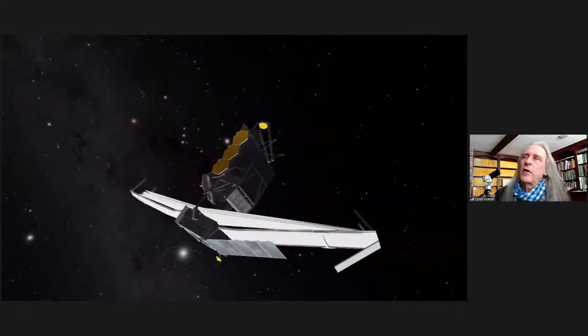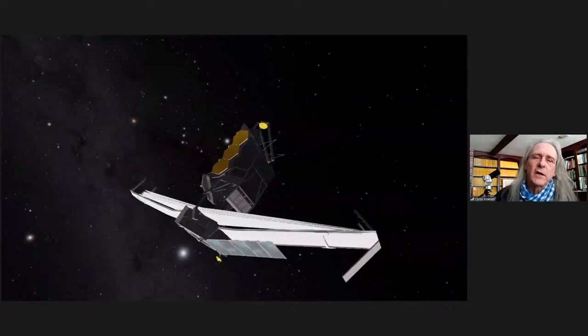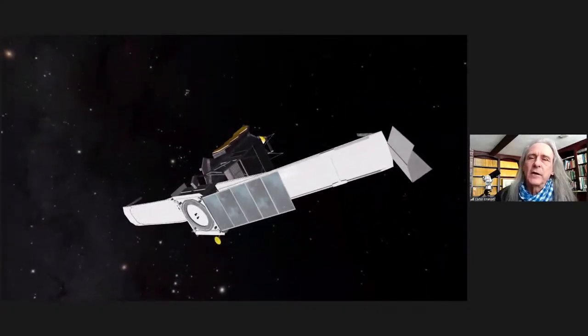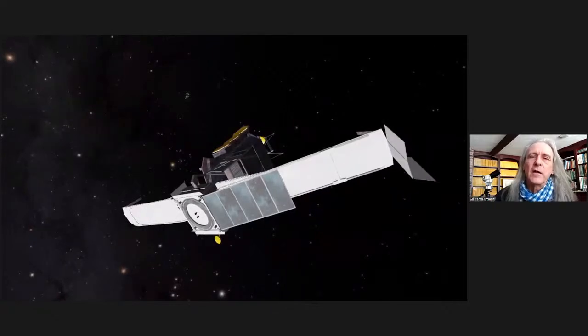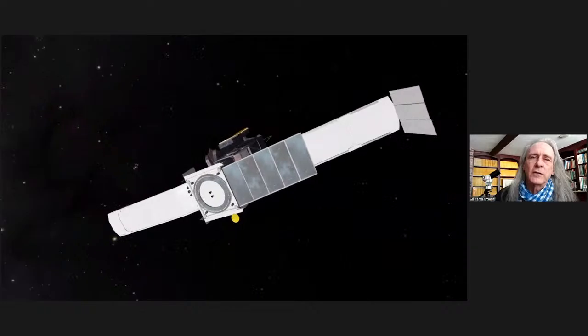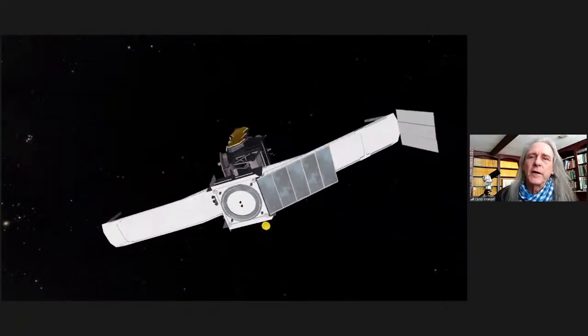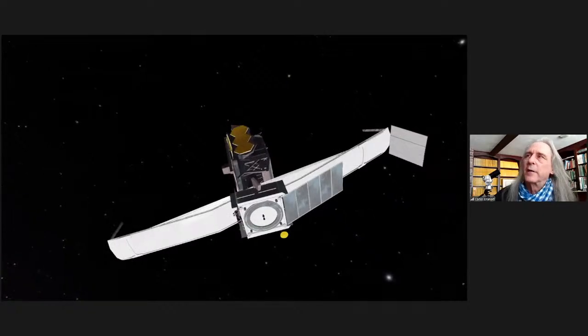The telescope is large enough with its sunshade to actually be affected by the pressure of sunlight. Because the telescope has to be focused on one particular part of the sky and do long exposures, they have to account for any momentum that's imparted by basically sunlight. And so this momentum flap is deployed off the back to counteract some of that.